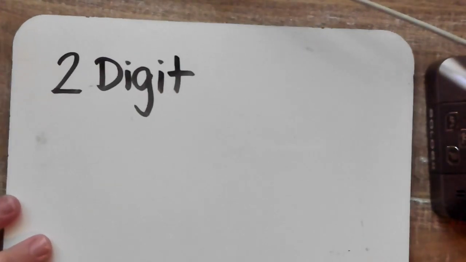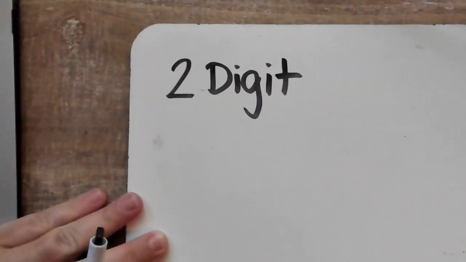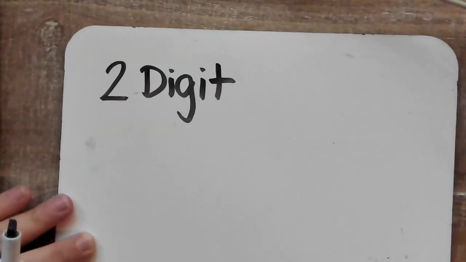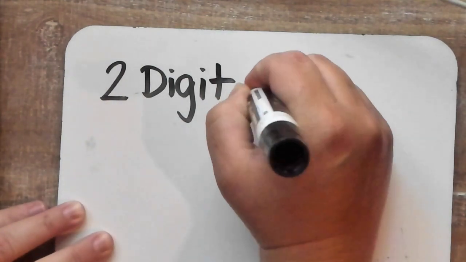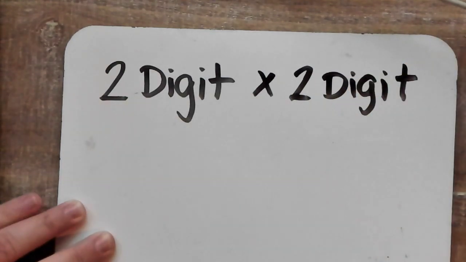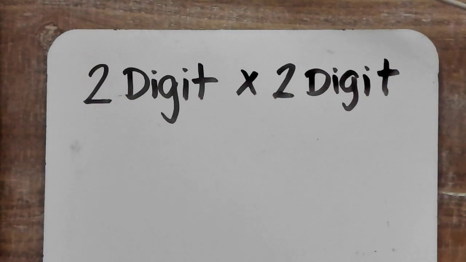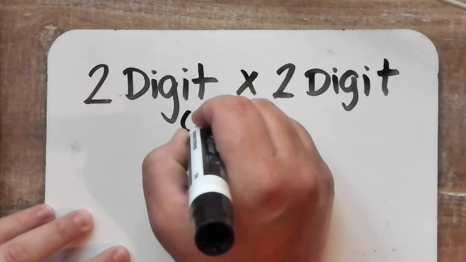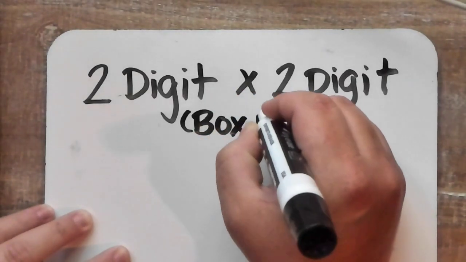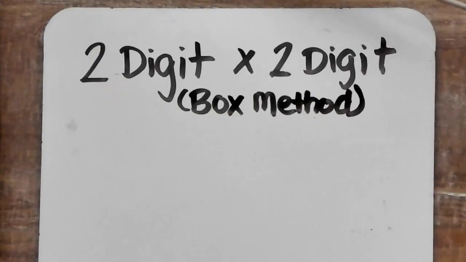Okay, so at the top of my screen, like I said, I'm going to write two-digit times two-digit. Okay, now again on this, I'm also going to put right here that we're using the box method. And this is what we're going to be working on all week, guys.